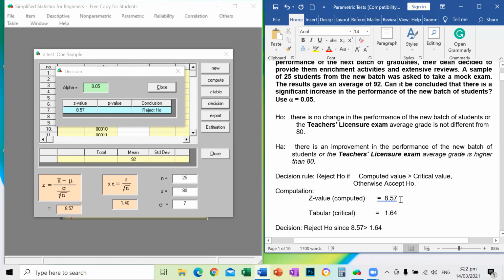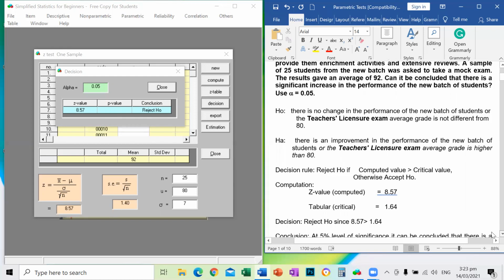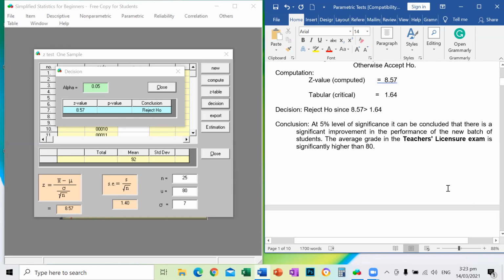Okay, so with the computed value, we have 8.57. Since this is a one-tailed test, our tabular or critical value is 1.64. So obviously, the Z value is greater than your tabulated value. Again, it defaults to 1.64 as the tabulated value. So we reject H0. And then just write the corresponding conclusion for that.